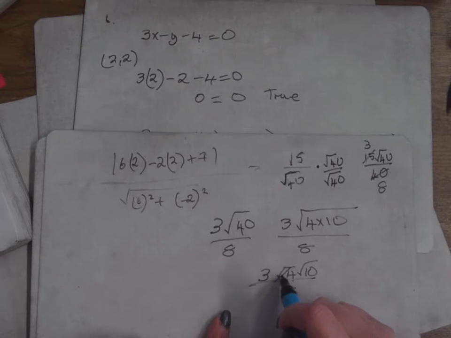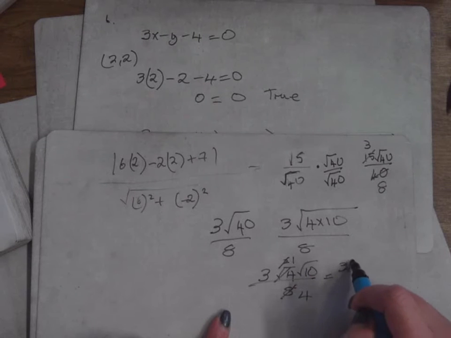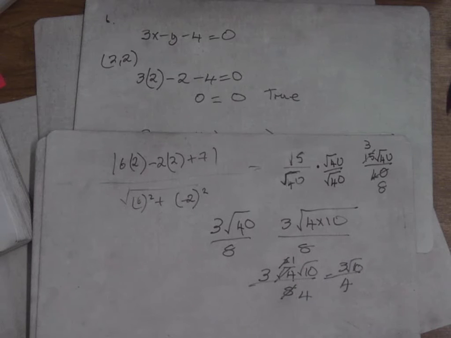So root 4 is 2. So I can go 2 into 2 goes 1, 2 into that goes 4 times. So I end up with 3 root 10 over 4. But as I say, calculator job. Okay, but that's where it comes from. Is that alright? Okay, but you wouldn't waste time doing that. But just in case, there's a lot of maths in that.